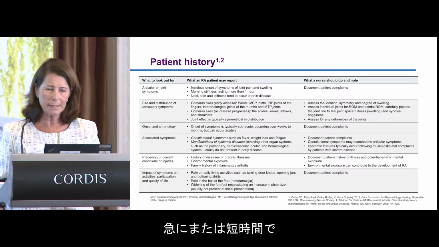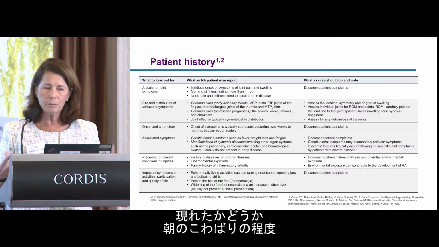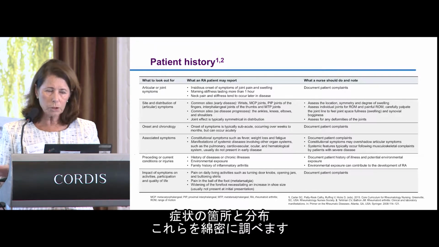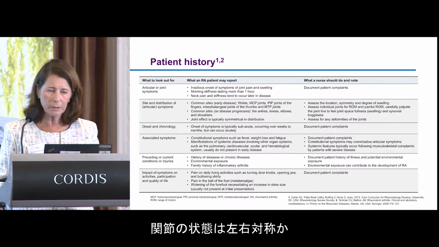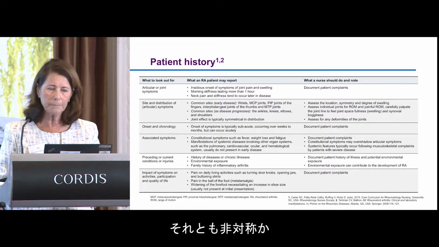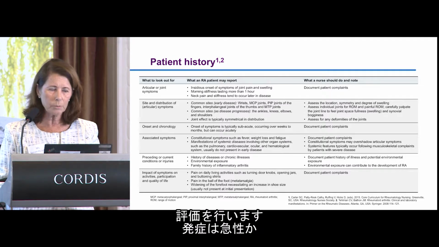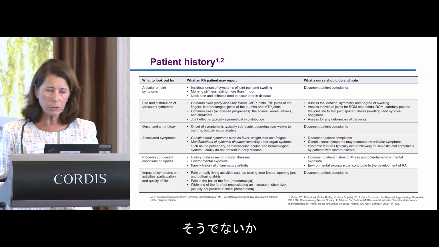Did it come on suddenly or quickly? The level of morning stiffness they have. The site and distribution you'll be looking at very carefully. You'll be looking at the joints to try and see if it's symmetrical or asymmetrical. And you'll assess that and look at that tissue swelling that you'll be examining for. And the onset and whether it was acute or not.